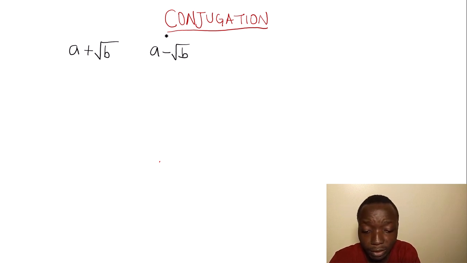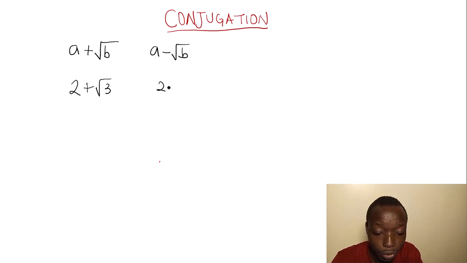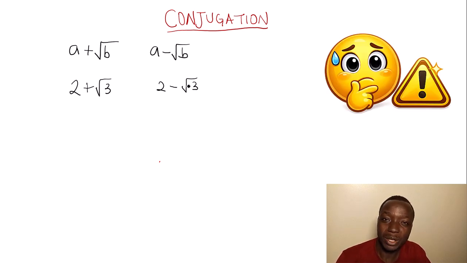All right. So if I give you a question, for example, say 2 plus square root 3, the conjugate is going to be 2 minus square root 3. But take note, I've given some students questions where they fell into a trap. And the trap is when the part without the square root has a negative sign.